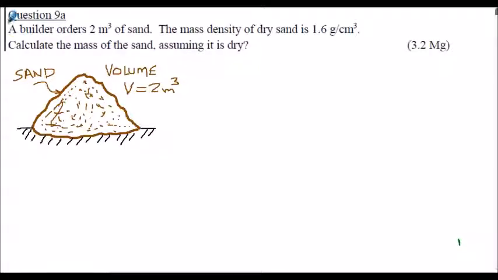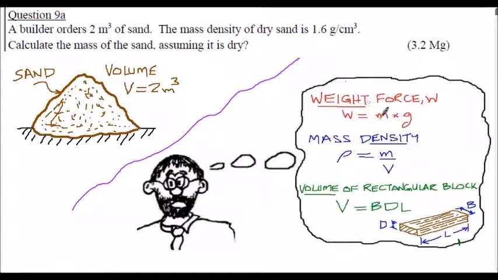And finally, question 9. A builder orders 2 meters cubed of sand. The mass density of the dry sand is 1.6 grams per centimeter cubed. We've got to calculate the mass of the sand, assuming it's dry. So information given in the question, we've got the density, although it's not in the units we need, but we have the density. We're given the volume explicitly this time. We're asked to find the mass, so we simply have to transpose this equation to find the mass.